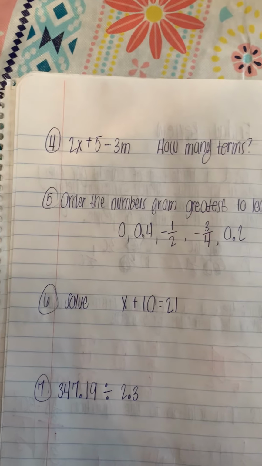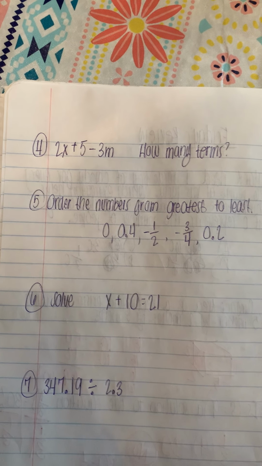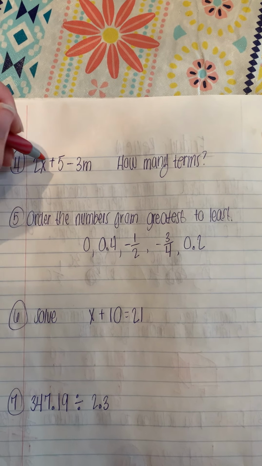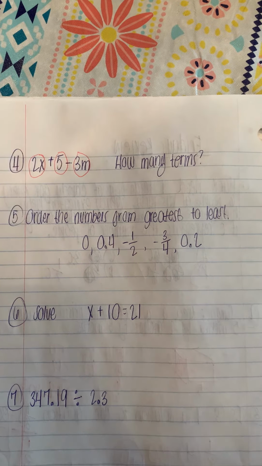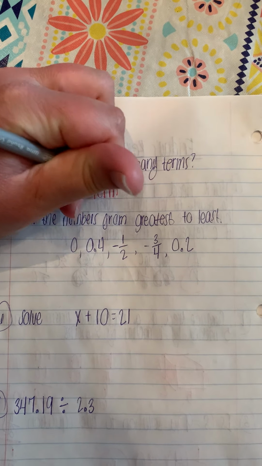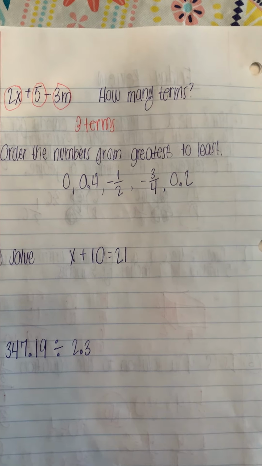Number 4 asks how many terms are there. If you take a look at this, terms are separated by addition and subtraction signs. So this is a term, this is a term, this is a term. So there are 3 terms here.